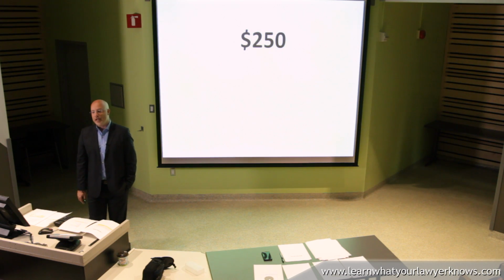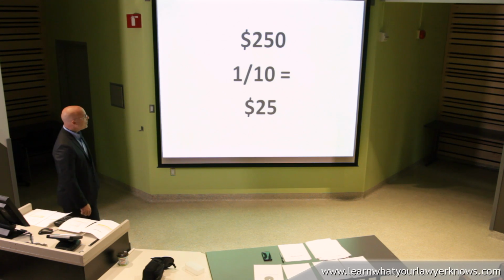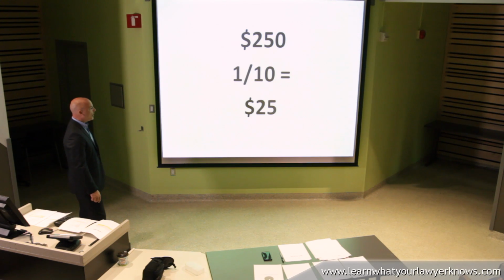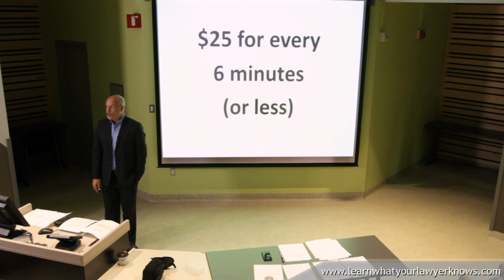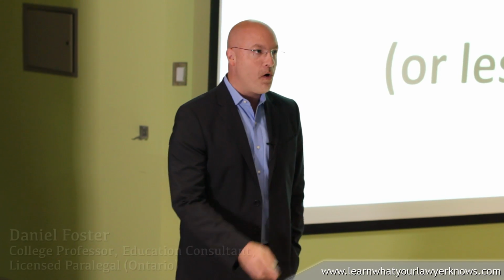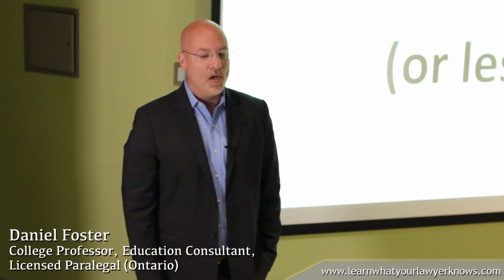Let's take a lower hourly rate so you can understand it. So let's say the lawyer charges $250 an hour. At $250 an hour, tenths of an hour equals $25. So that means $25 is being charged for every 6 minutes or less that they're working on the file. So what does that mean, or less? What that means is this.